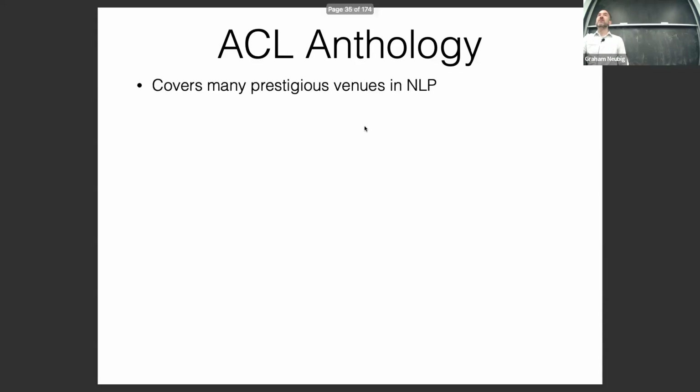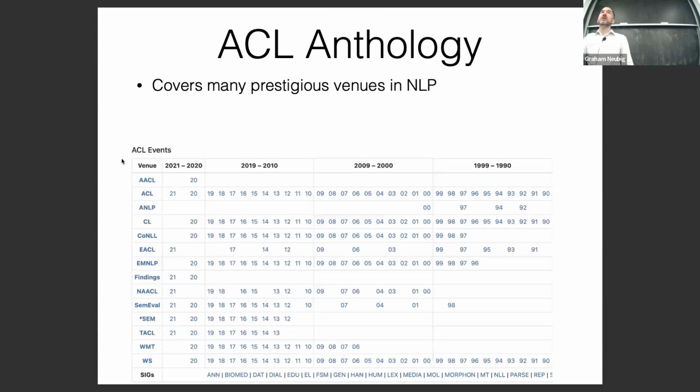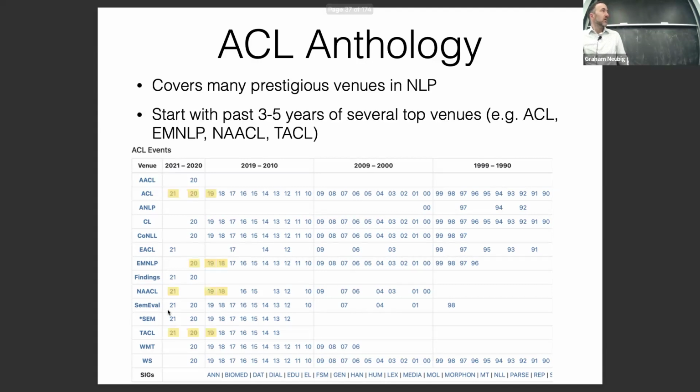The ACL anthology covers many prestigious venues in NLP. It has all of these ones here. This figure is a little bit old. I made it in 2021, but it reaches up to the present day. What I do often is start with the past 3 to 5 years of several top venues in here, like ACL, EMNLP, NAACL, and TACL, and go in and do keyword search.